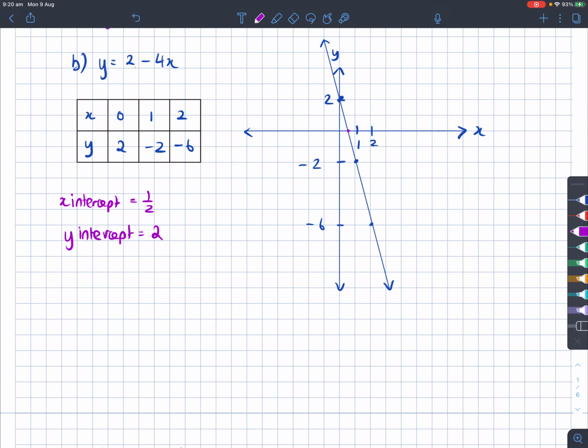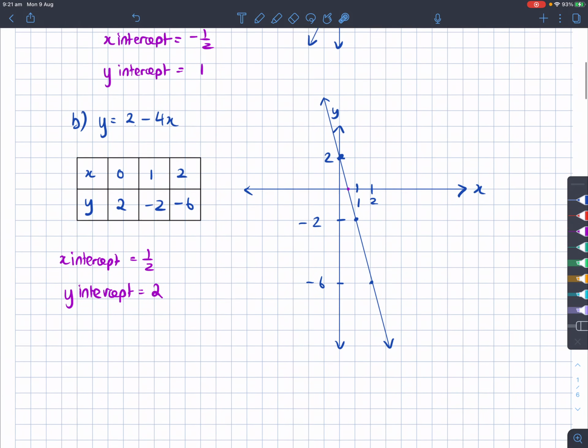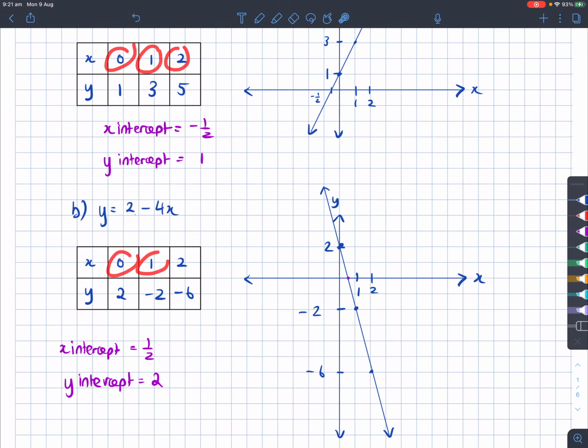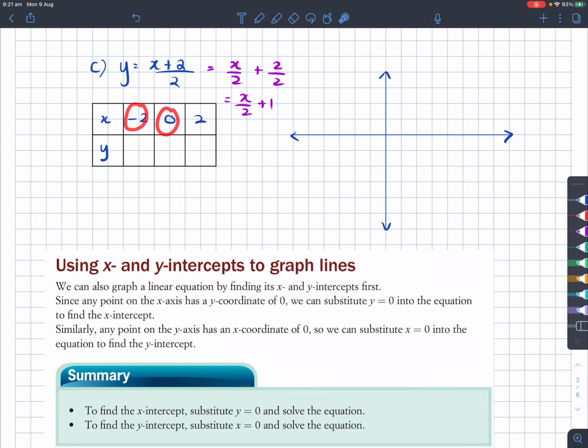Alright, moving on. Question C. y equals x plus 2 over 2. Now, when I look at these sorts of equations, you can actually split them up into x over 2 plus 2 over 2. So each numerator is divided by that denominator, and you can simplify that down if you really wanted to. So you can read it both ways. The reason why I do this is because in the previous questions I've always picked 0, 1, 2. Well, over here, I'm not going to pick that. I'm going to pick negative 2, 0, and 2 instead, because I like to pick numbers which are multiples of that denominator, which is number 2.